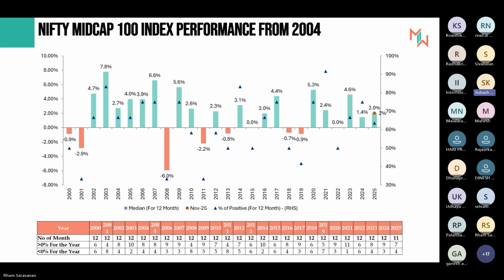Go to the next slide, Ram. This is one of the best pieces of evidence. This is the Nifty Midcap 100 index, 12-month rolling returns. For each and every year, we look at how many of the 12 months gave positive return and negative return. For example, in 2000, it was 50-50, 50 positive and 50 negative, and the overall return was 0.9%.